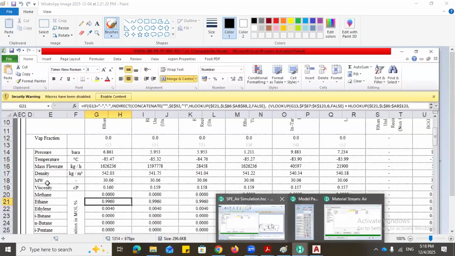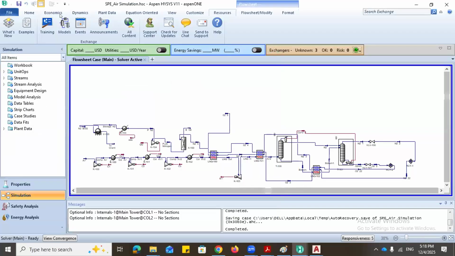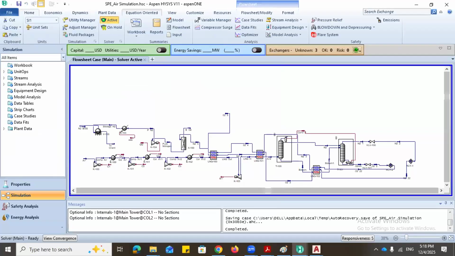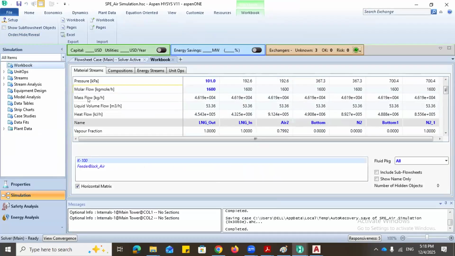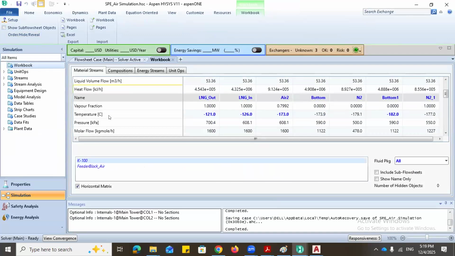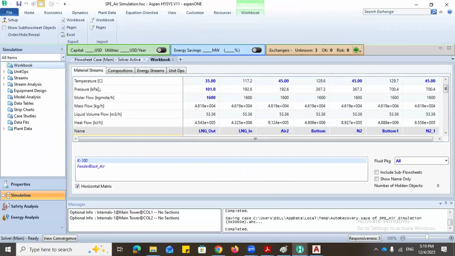So let me just move directly to generating the heat and material balance. Take note, this is how we generate the material balance. We come to Home, click your Workbook, and come over to Settings. Before I come over to settings, you will see that they have vapor fraction, temperature, pressure, molar flow rate, mass flow rate. If you scroll, you will see liquid volume, heat flow, right? So these are the properties you have here.